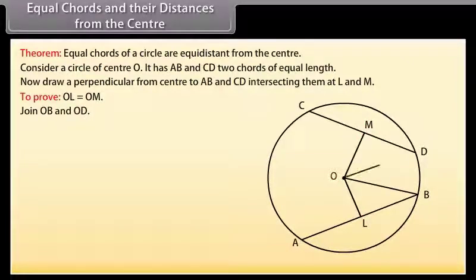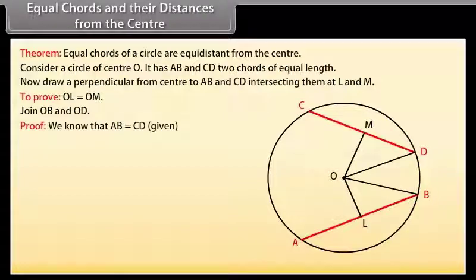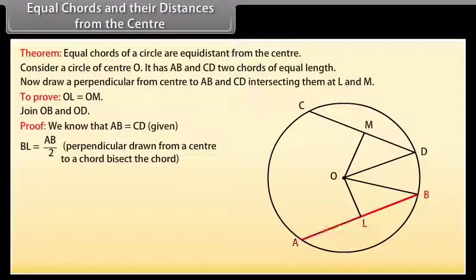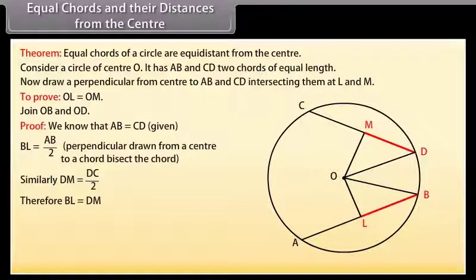Join OB and OD. We know that AB is equal to CD, given. BL is equal to AB upon 2, because the perpendicular drawn from the center to a chord bisects the chord. Similarly, DM is equal to DC upon 2. Therefore, BL is equal to DM.